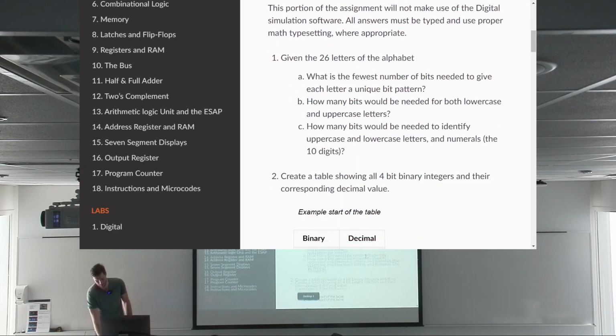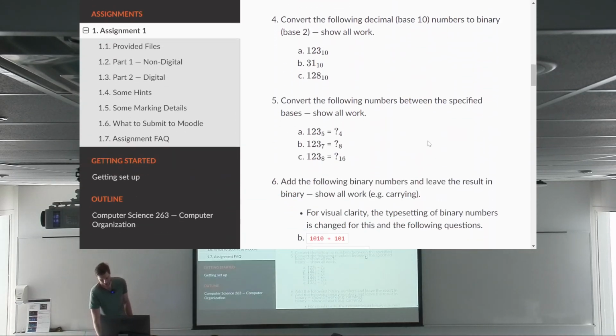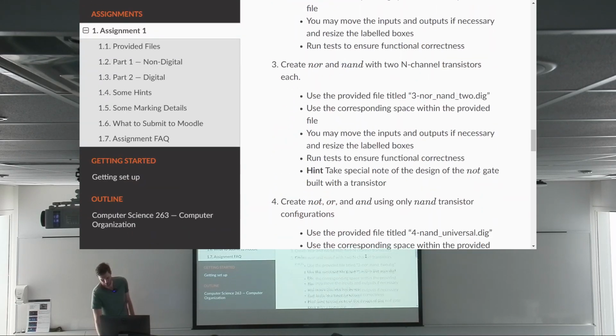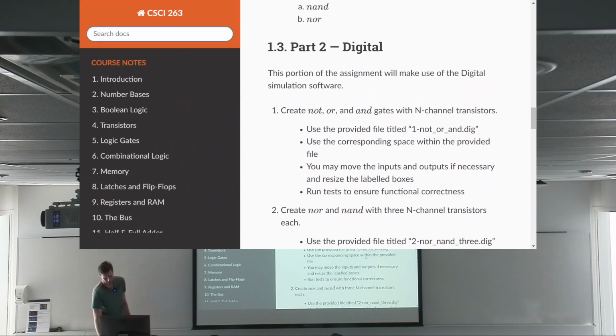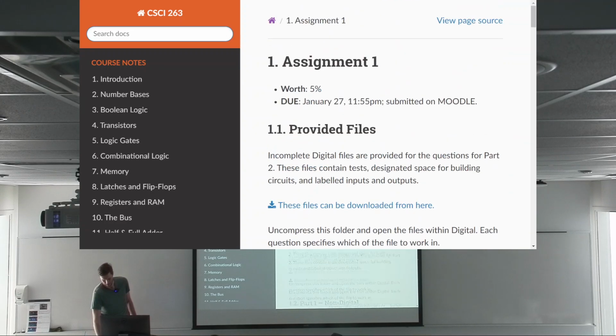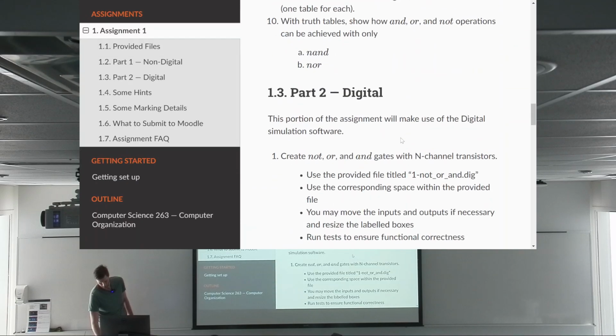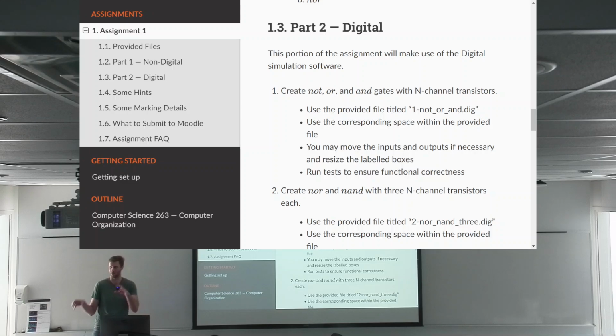So part one of the assignment, you're just doing some basic math questions. Then part two is you're building some logic with some circuitry in Digital. For part two, there is a file you download, and it tells you down here to use this file, and then you make your changes in that file. It's got tests built in, so you'll know if you're right or wrong. Just because the test passed doesn't mean you're going to get perfect. You may have cheesed it, in which case you won't get perfect. But I don't think it's too bad.